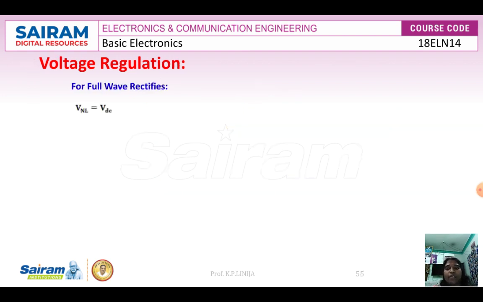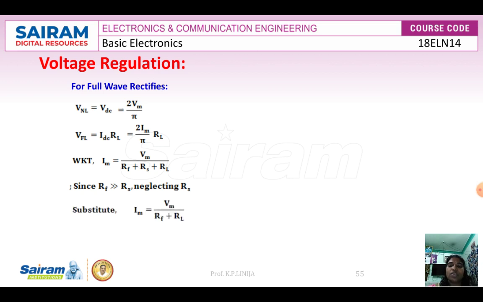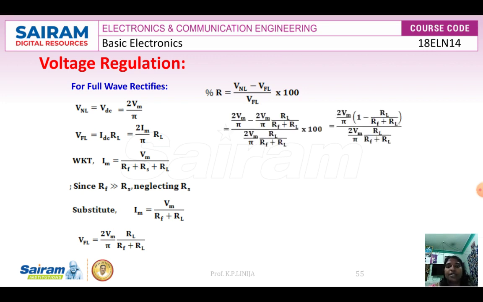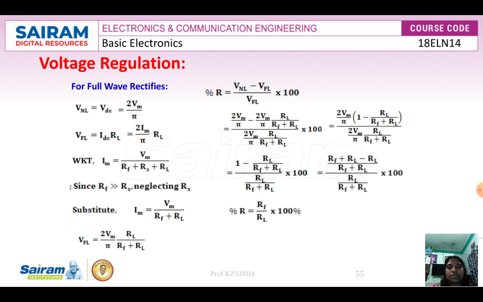The same way for the full wave rectifier. We know the rectifier will conduct for both cycles, so automatically the values will be twice those of the half wave rectifier. Same procedure here; only the parameter values differ according to the circuit, that is the full wave rectifier. So 100%.